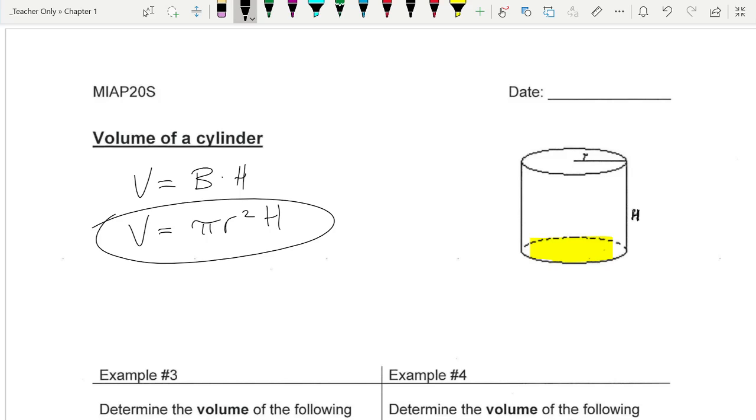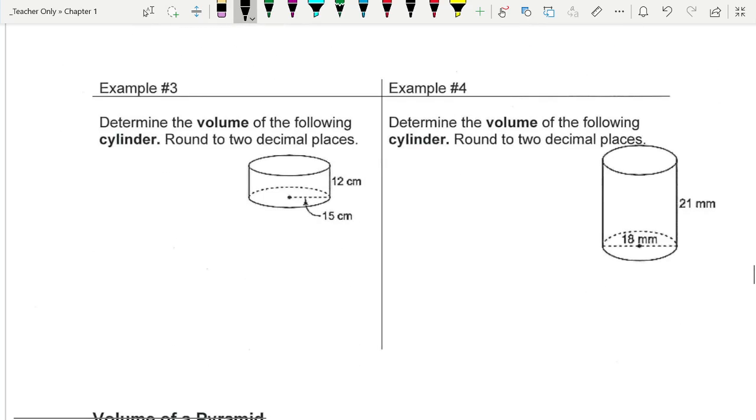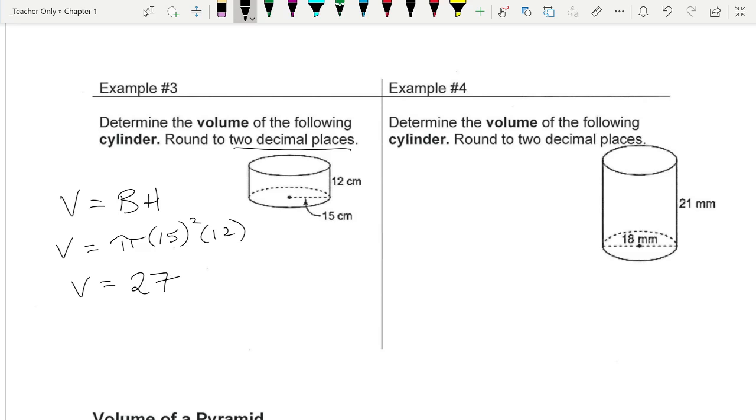Again, area of the circle it's sitting on times how tall the can is. And let's just do an example. So volume is area of the base times height, which is pi times radius squared times how tall it is, which is 12. Now, it says round to 2 decimal places. I still like, usually, to get an answer just in terms of pi. So that's 15 squared, and then times 12, which is 2,700. So this is 2,700 times pi, right? I just multiplied that part together first. And that's in centimeters cubed.